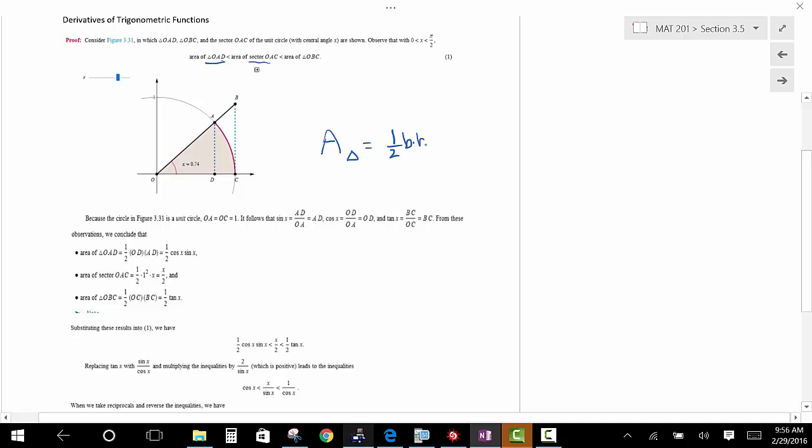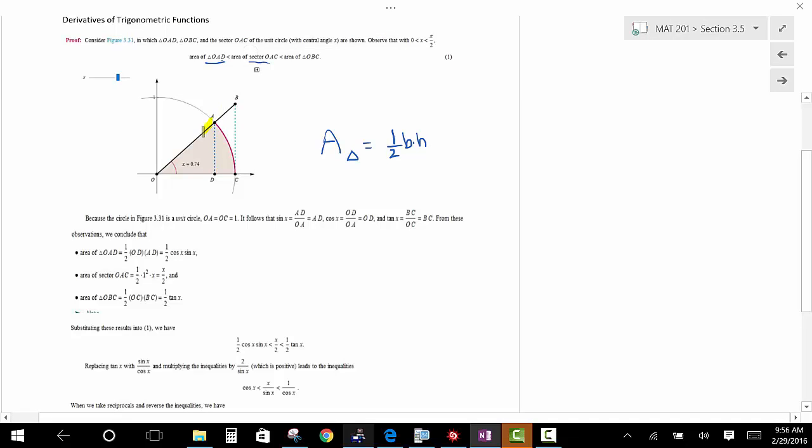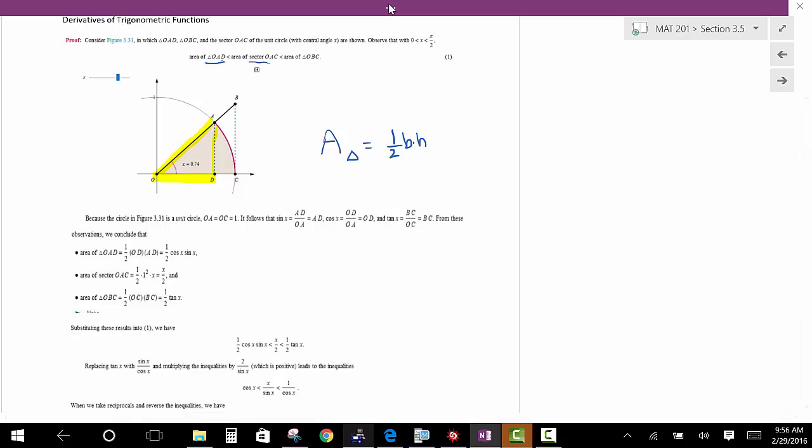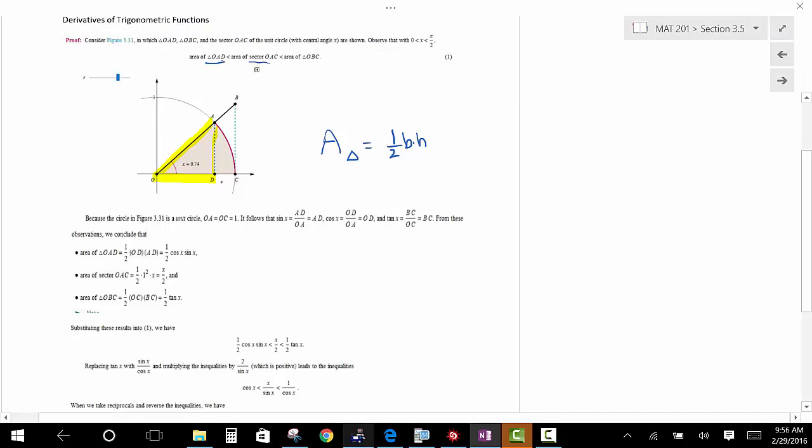1/2 base times height. Okay, so if you were doing the area of this triangle, I'll try to highlight these, and that'll help you see what I'm looking at. If you were doing the area of that triangle right there, first of all, the base would be OD, right? The height would be AD, so it would be 1/2 OD times AD. Okay, and that's what that is right there.